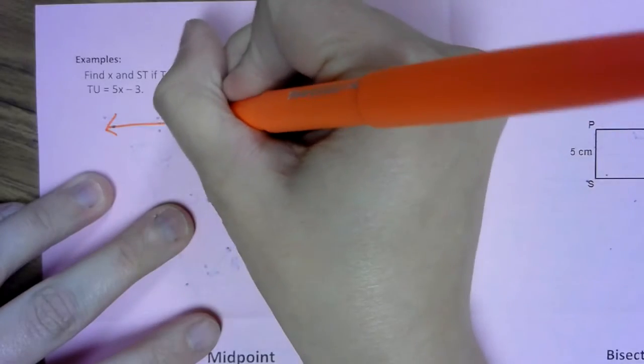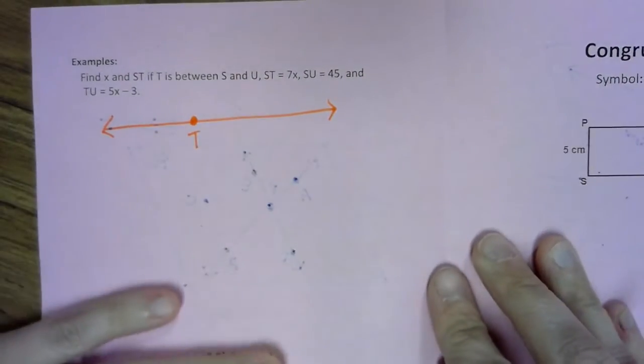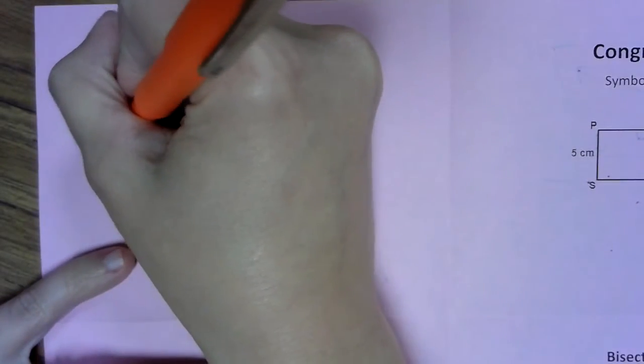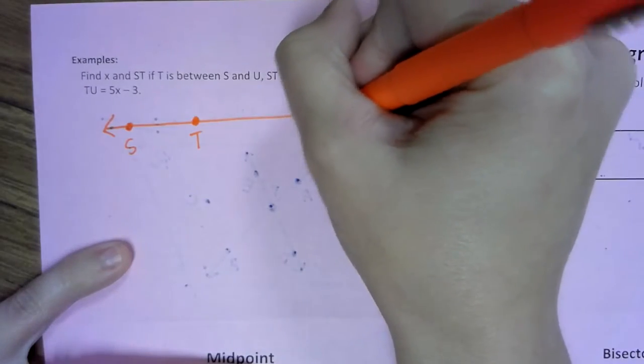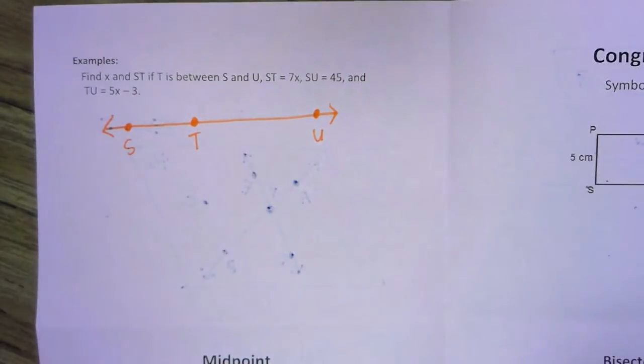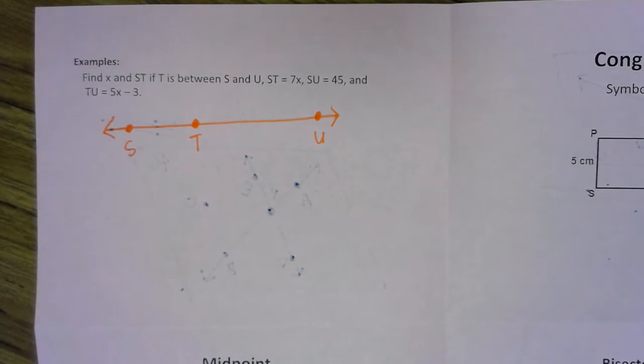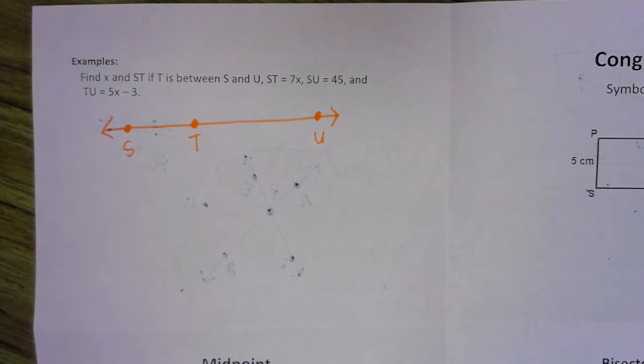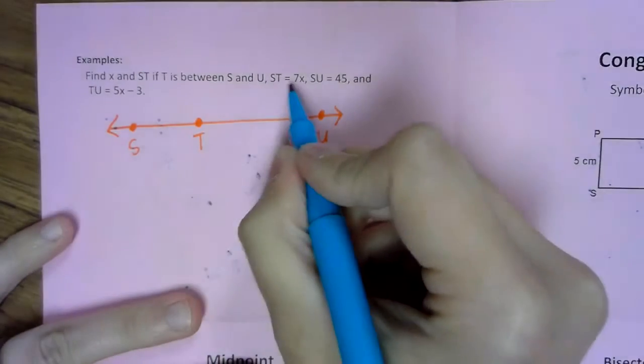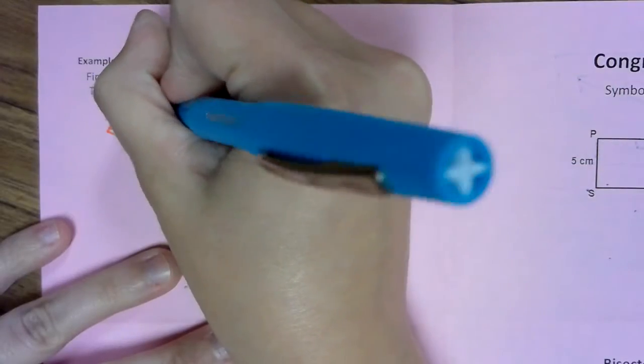And I know that T is somewhere between S and U. Notice I didn't put T right in the middle. It doesn't tell me T is in the middle of S and U. It says T is between S and U. So there's my picture. I highly suggest in geometry, anytime you have a problem without a picture, that you draw a picture. All right, I'm going to label what I know. It says that ST is 7x. That's this distance right here.